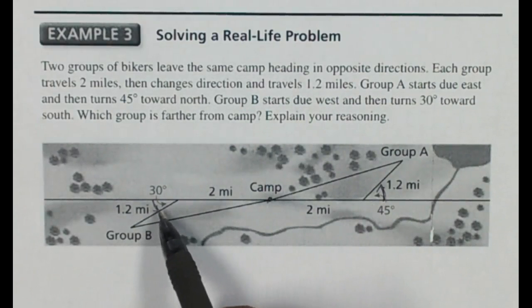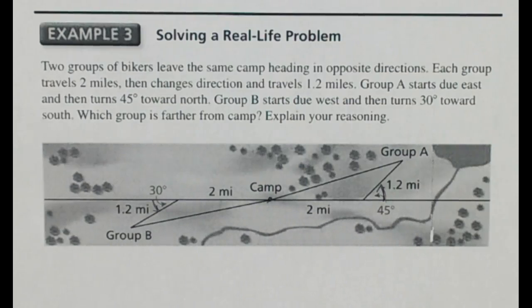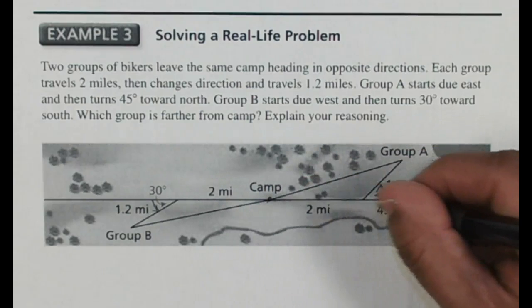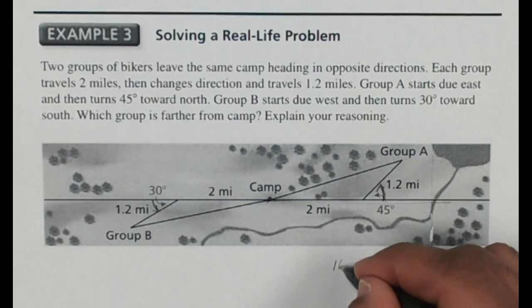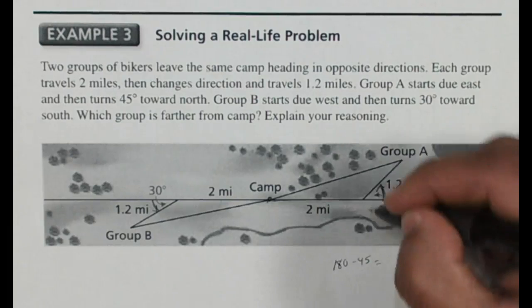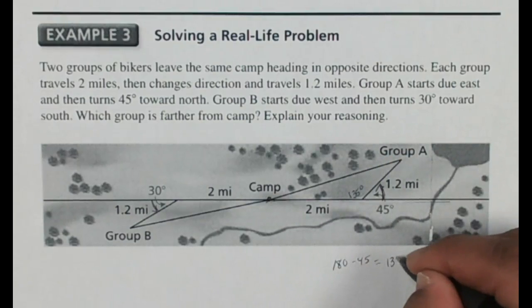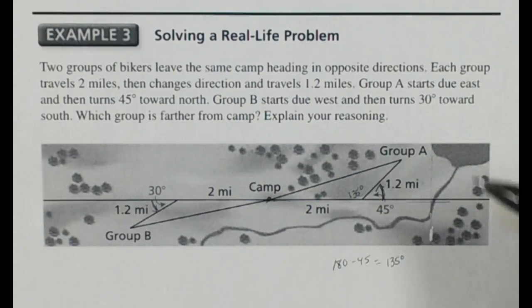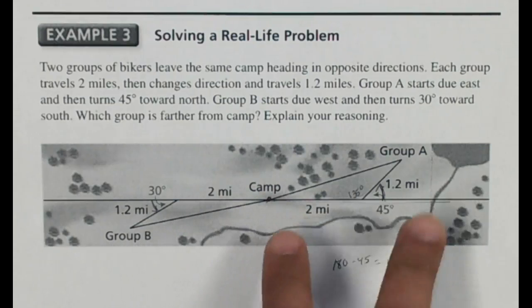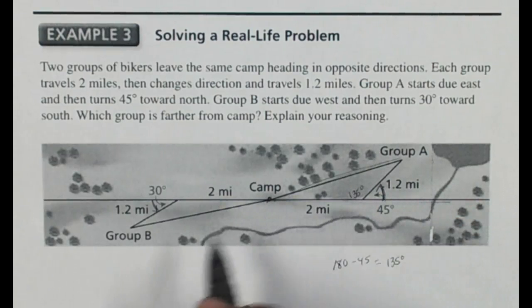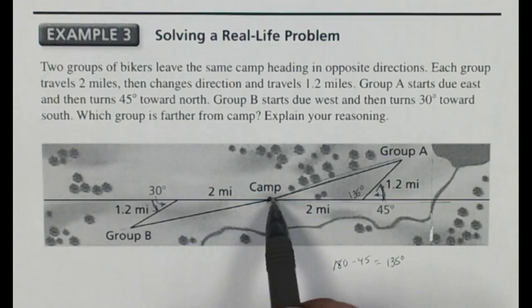Notice that the 30 and the 45 are outside the triangle. So in order to do this, we have to look inside the triangle. Notice I have this straight line, so I have to do 180 minus 45. That gives me an angle measure here of 135 degrees. Because of the Hinge theorem, I had to look at two triangles and match the corresponding sides. So I have the 2 miles and 2 miles, and the 1.2 and the 1.2. So I need this angle here to decide if this distance is greater or less than this distance here.